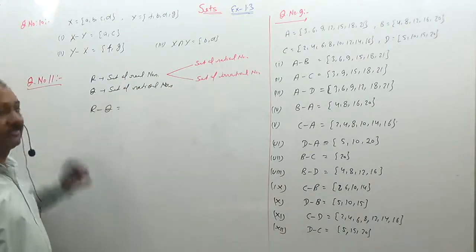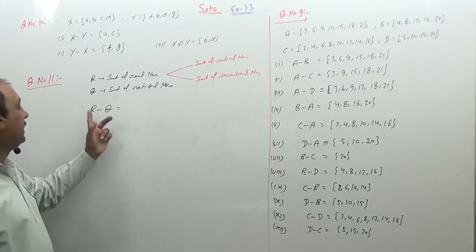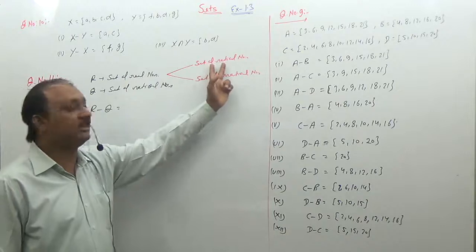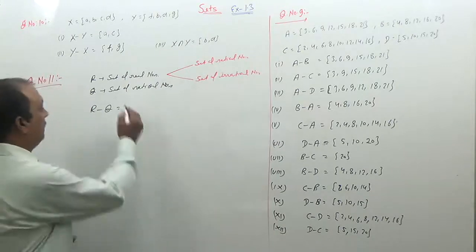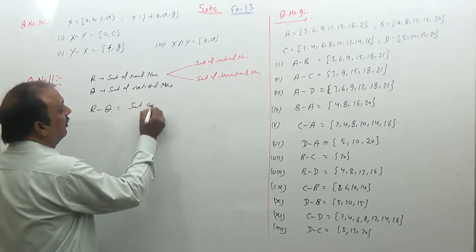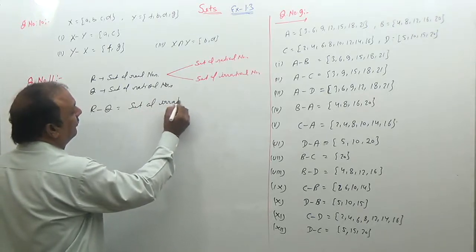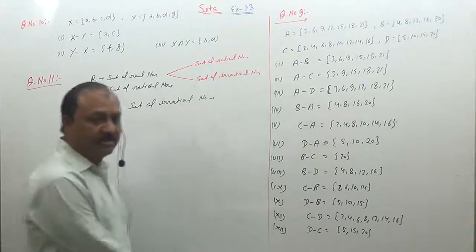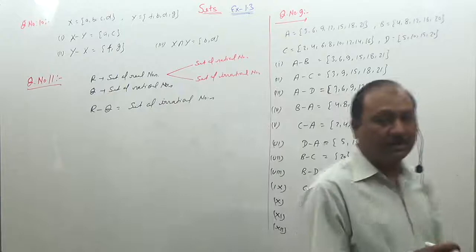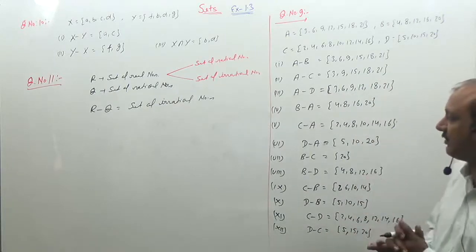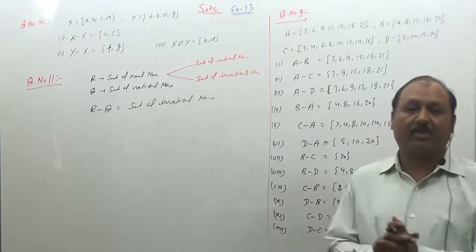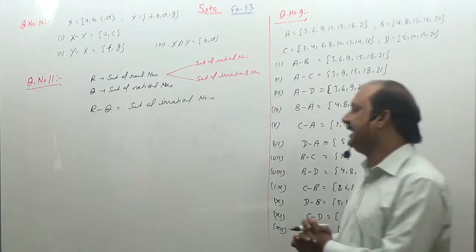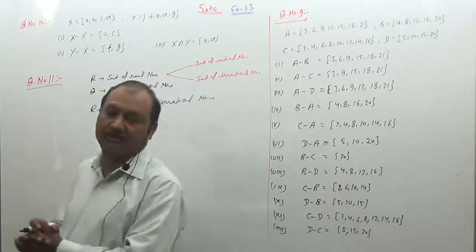So R minus Q means set of real numbers except rational, and if from the set of real numbers we remove the rational, what remains is irrational. So it means set of irrational numbers. Taking all real numbers which are not rational, that is, these are irrational. So R minus Q means set of irrational numbers.